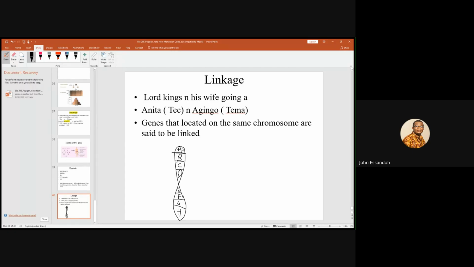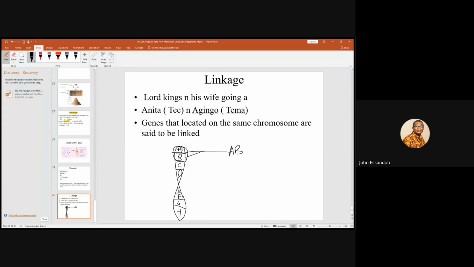Now let's look at something here. When you come to crossing over, when the genes are very close, there's a high probability that they will not be separated when they are inherited. They will go together. So genes that are very close on the chromosome are likely to be inherited together. Please, do you get the point? For instance, if you look at these two here, they are close, so they are likely to go together. Do you get the point I'm trying to make here?